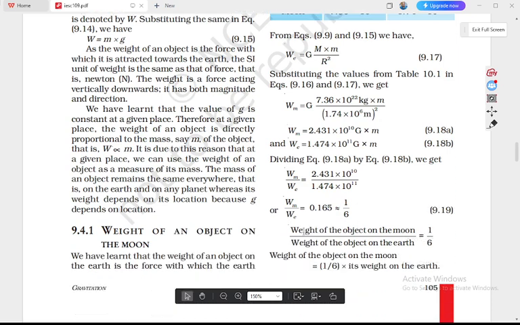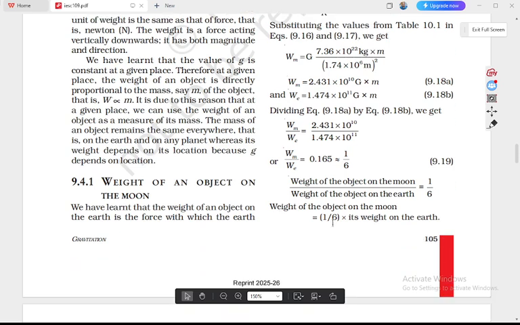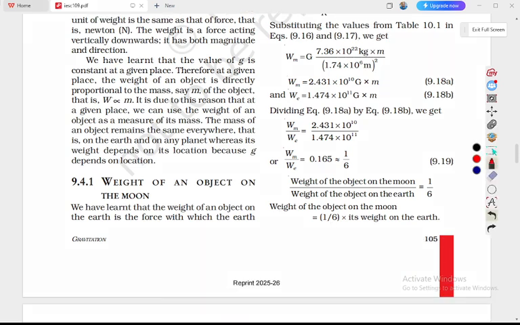that is equal to 1 by 6. That is, the weight of the object on the moon is equal to 1/6 of its weight on the earth. That is the value we get, right? The weight of an object on the moon is always 1 by 6 of its weight on the earth. That is the value we got.